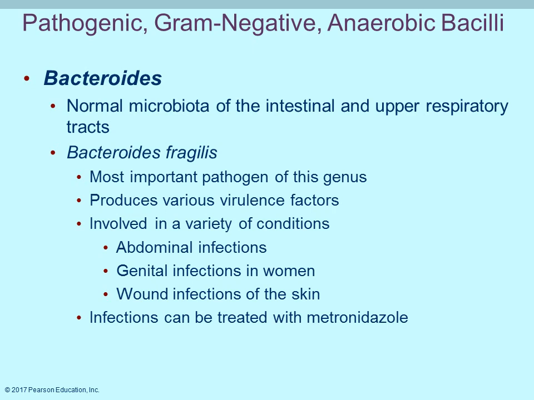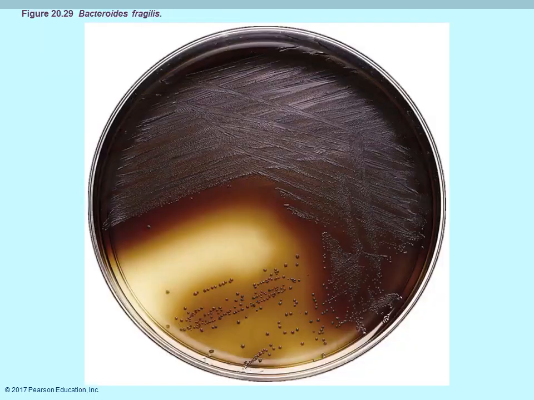Bacteroides are normally in the intestines and upper respiratory tract, but once again, you put them in the wrong place. In the reproductive system, they can cause genital infections in women. If they get on the skin, you have a wound, they can cause wound infections. They can cause abdominal infections. This is a sample of what it looks like when grown on agar.